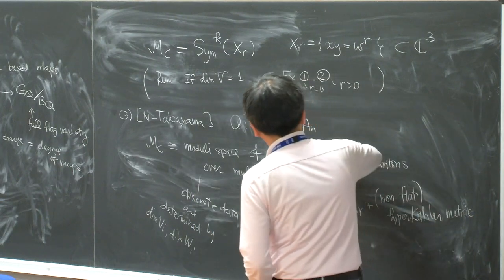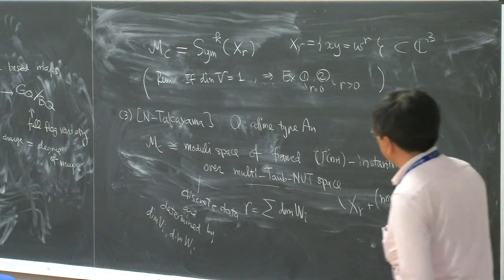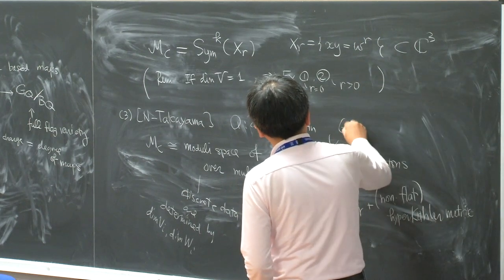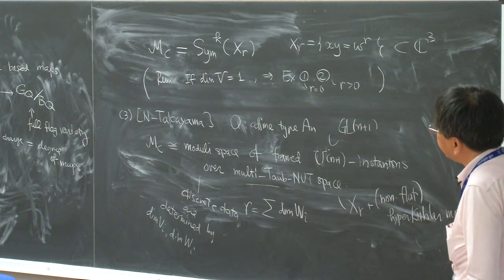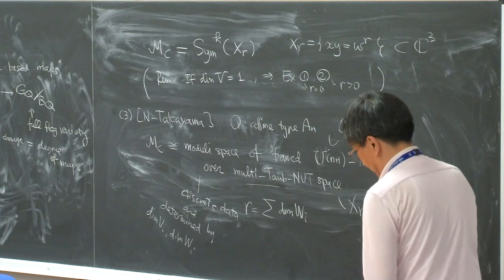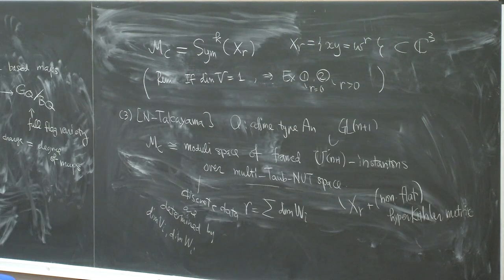Framed U_{N+1}, so this is unitary, the maximal compact subgroup in GL_{N+1}. So it is a conjecture that the same is true for any affine Dynkin diagram.